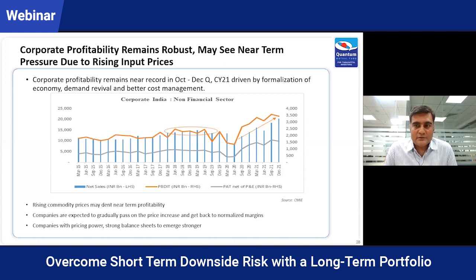And also some of the legs of the cyclical uptick, which Chirag had highlighted, are also helping corporate profitability to move up. We expect this to continue. While there would be 1 or 2 quarters of blip because of input cost pressures on certain sectors, overall, because of the cyclical uptick in the economy, we believe corporate profitability should continue to improve from here on.